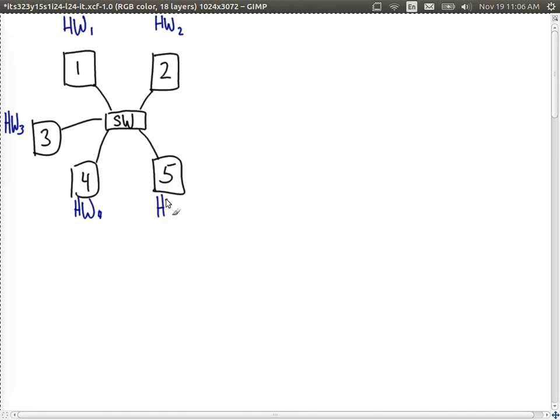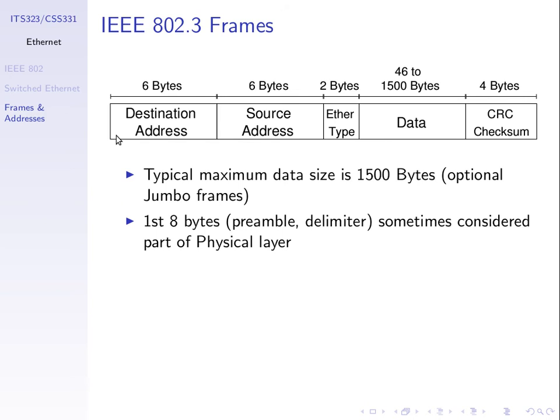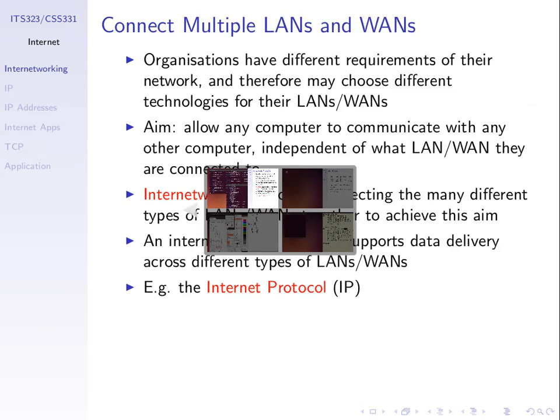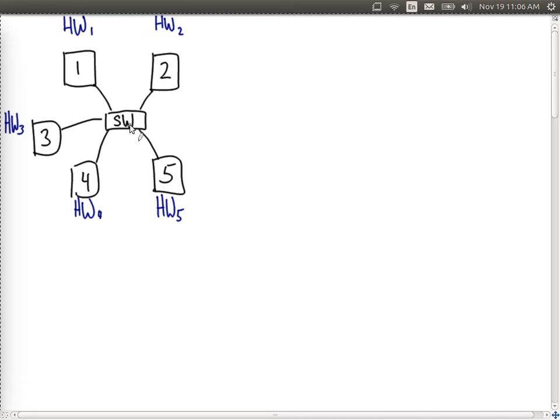That's a 4. So each have a 48-bit address. When 1 wants to send to 5, 1 creates a frame. It sets the destination address field to be the hardware address of computer 5 and sets the source address field to be the hardware address of computer 1. The frame is sent to the switch, and the switch is pre-configured to know that the computer plugged into this port has hardware address 5. So when it receives a frame with destination hardware address 5, it simply sends that frame to computer 5. You know all this because this was the topic about Ethernet.